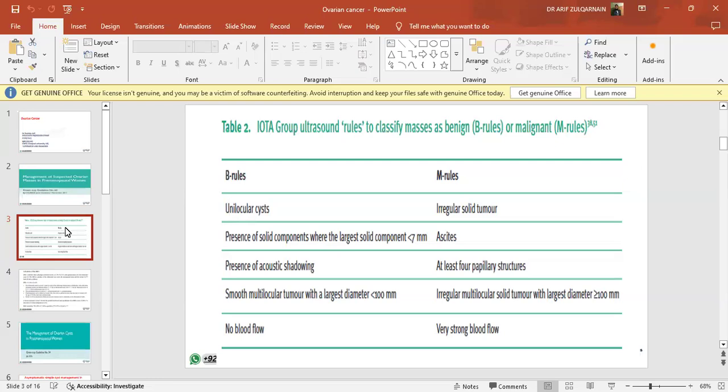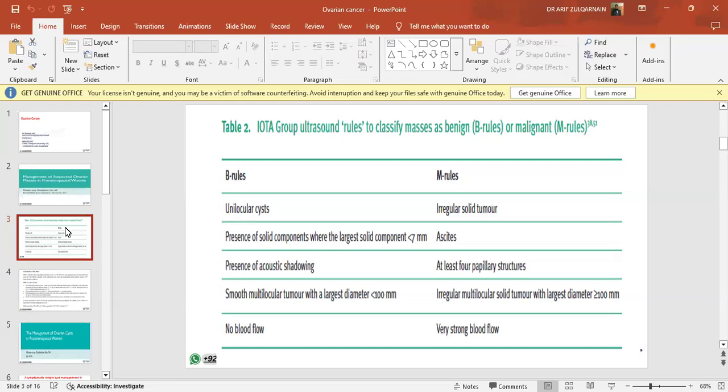And if we talk about the M rules, the tumor will be irregular and solid. There will be presence of ascites, at least 4 papillary structures. Okay, if there are 3 papillary structures, it is in favor of benign. But if there are 4 papillary structures, it is in favor of an M rule.